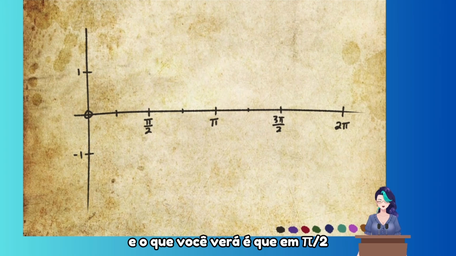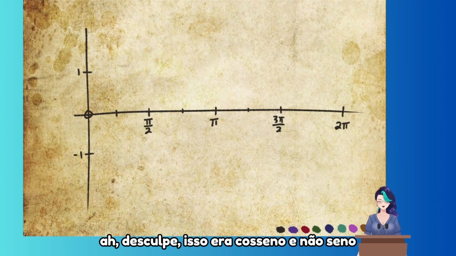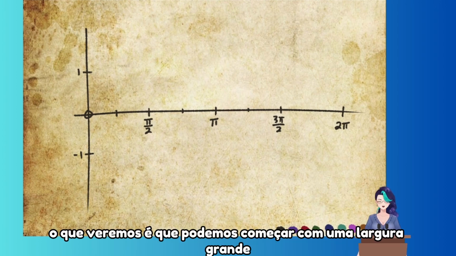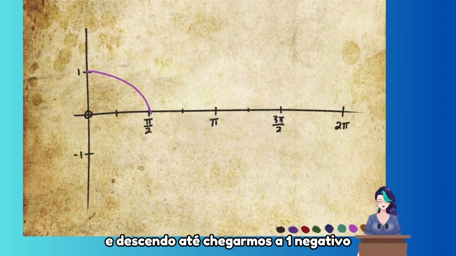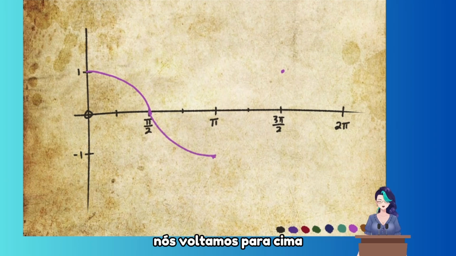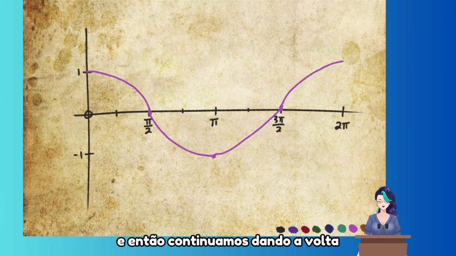And what you will see is that at pi over 2, or sorry, that was cosine, not sine. My bad. What we'll see is that we can start with a big width and go down all the way until we hit -1. We go back up. Oh, sorry, this is 0 here. And then we keep going all the way around. And this would be cosine.